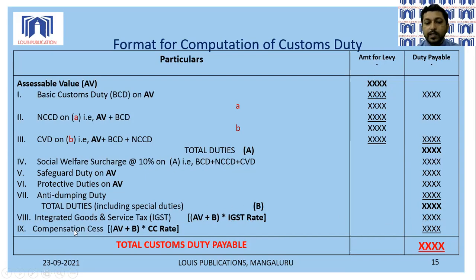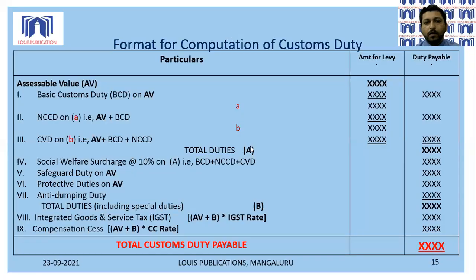And next we talk about the last item, that is compensation cess. Like IGST, compensation cess will also be levied on the same value, that is assessable value plus B. So important point is when you are calculating compensation cess, IGST amount will not be included. On what value is IGST calculated? On the same value, compensation cess will also be levied. CC stands for compensation cess rate, that will become applicable. So you add B, you add IGST, you add compensation cess, you arrive at what is called as total customs duty payable.